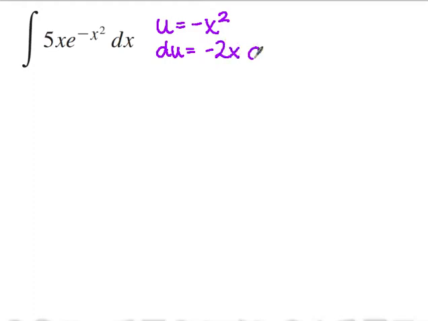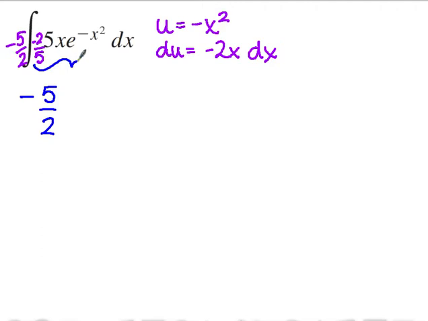negative 2x dx. And so if you look at that, I don't have a negative 2x, I actually have a 5x. And so what I need to do is I need to change that to a negative 2. So I'm going to go ahead and put a negative 2. And then I need to get rid of that 5. So I'm going to divide by 5. So basically it's the same as multiplying by negative 2/5. Outside will be negative 5/2. So once again, I've got negative 5/2.